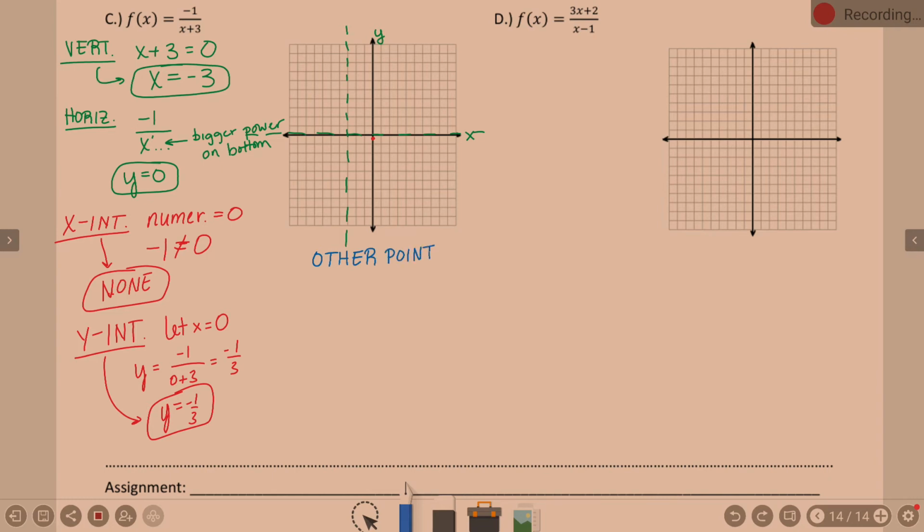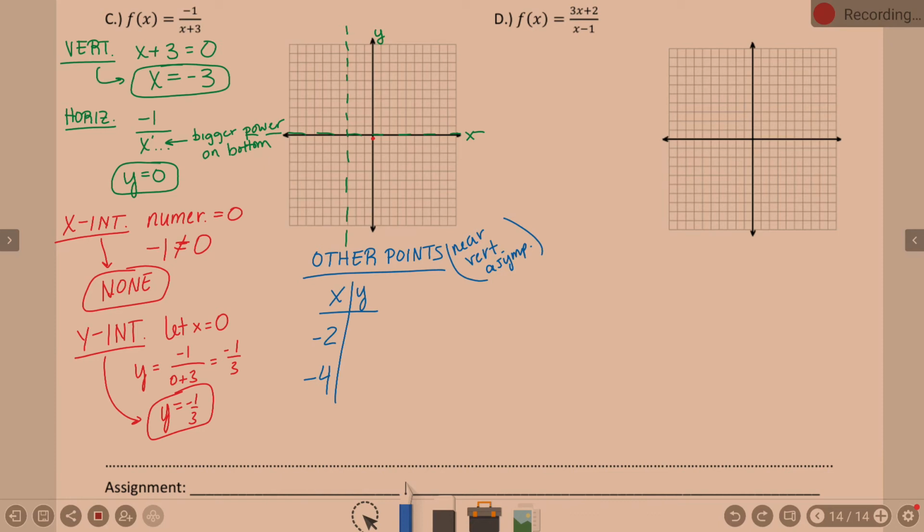And when I pick those other points, my recommendation is near the vertical asymptote. Okay, that's my recommendation. So what are good x values to use? -2, -4.